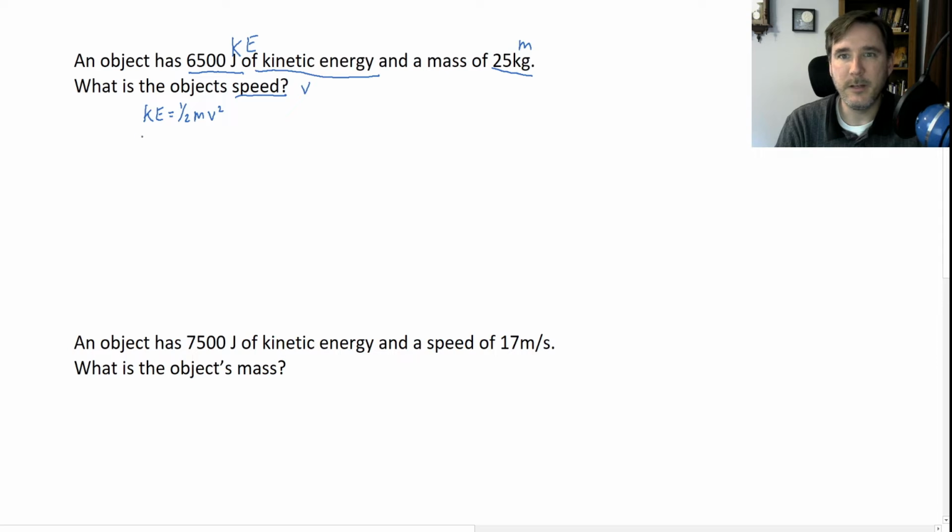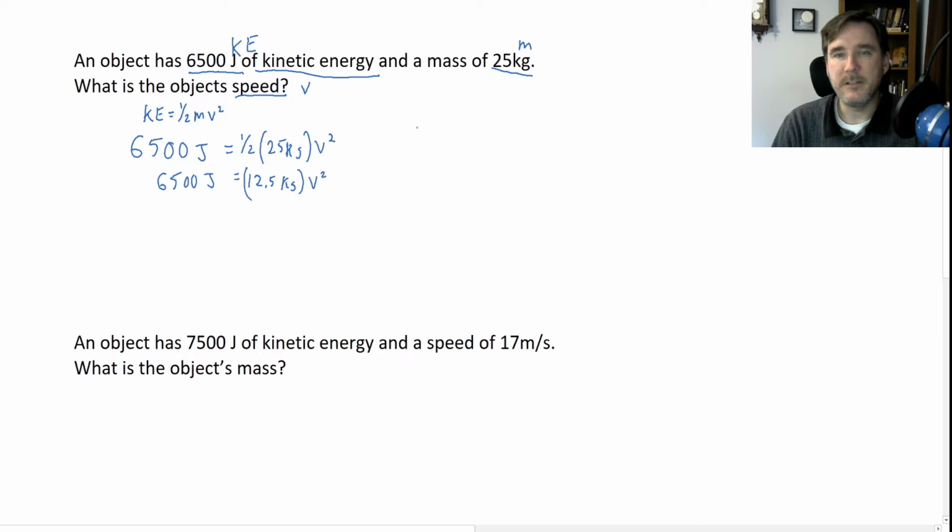So the kinetic energy is 65,000 joules. And we do 1/2 times the mass, and the mass is 25 kilograms. And we want to find the velocity, but we don't know it, so that is velocity squared. So then what I'm going to do is simplify this a little bit. So 65,000 joules is equal to 1/2 times 25, which is going to give me 12.5 kilograms. And I'm going to take that times velocity squared.